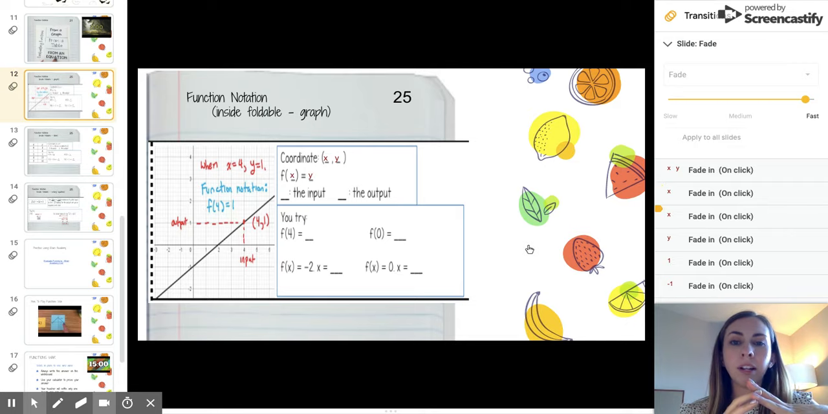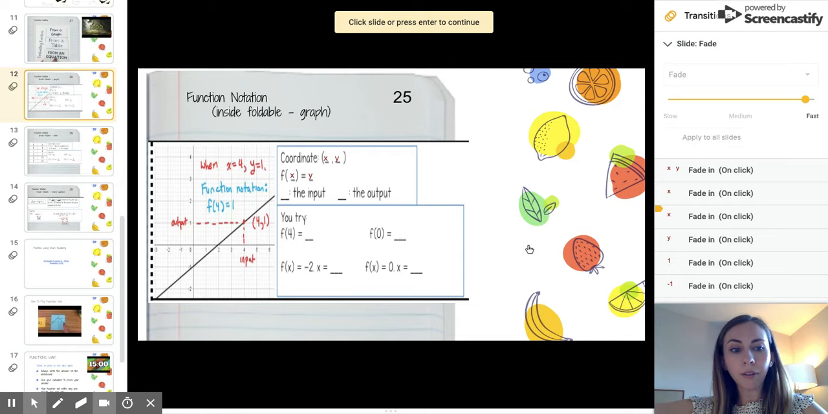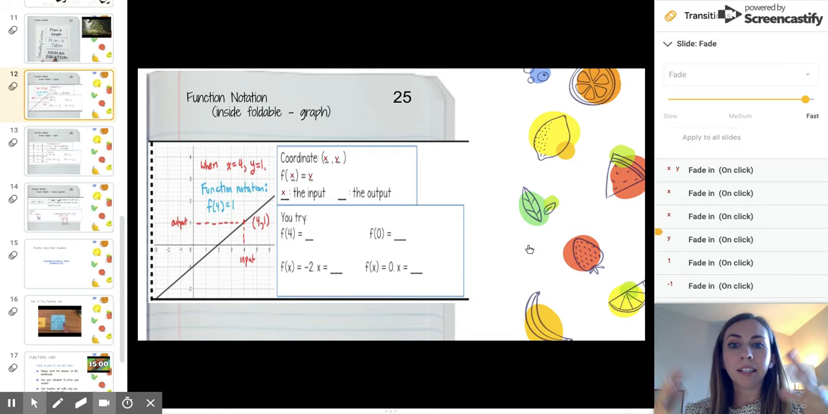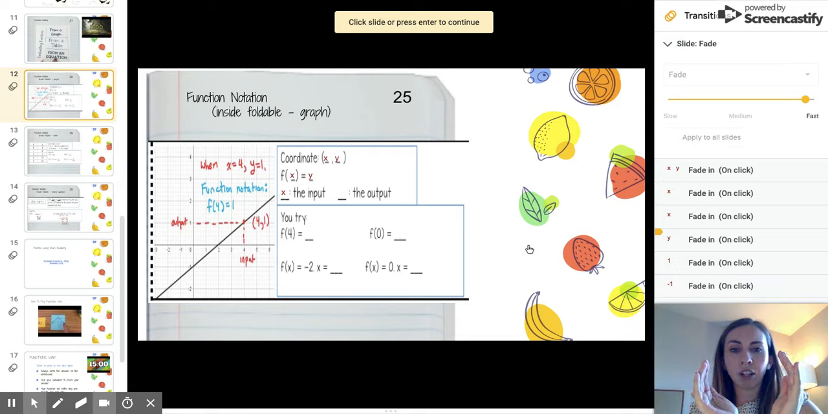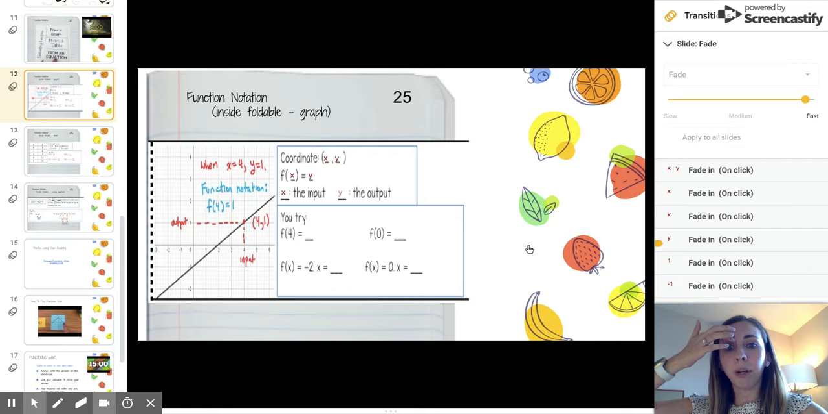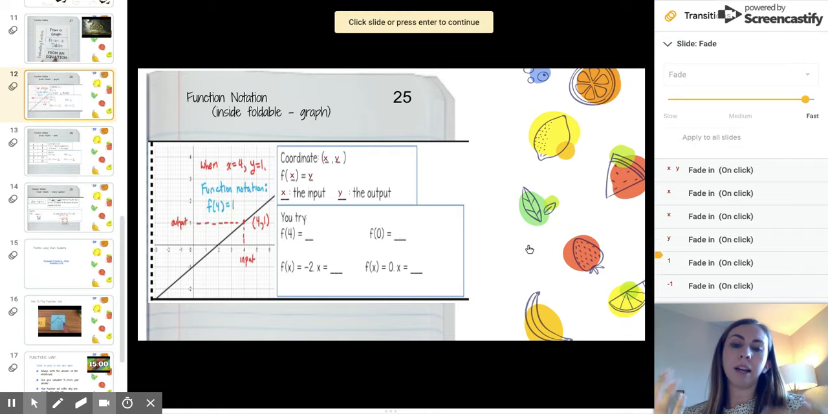So the x coordinate, which is your input for your function, goes in parentheses, and what comes out the other side of the equal sign is your y coordinate. So always remember x is your input, it goes in your parentheses, and we place it there in our function notation, and what comes out the other side is our y value or our output. So at the top there you have in general how xy becomes f of x equals y.